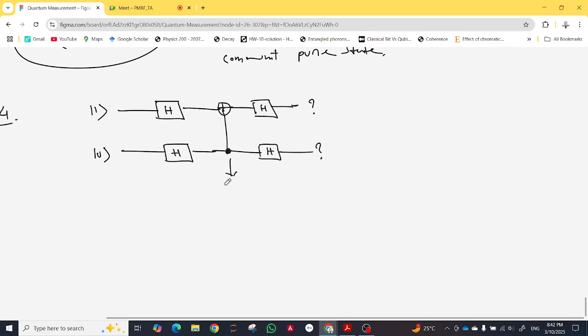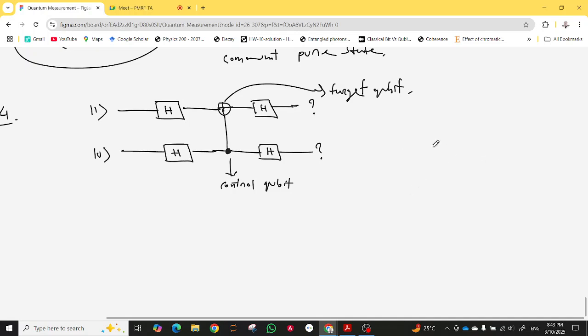So you know this is the control qubit, right? This is your control qubit and this is your target qubit. And what does this CNOT gate do? This is a CNOT gate, right? So if the control qubit is 1, then only the target will change its state, right? If the control qubit is 0, then the target will remain the same, right?